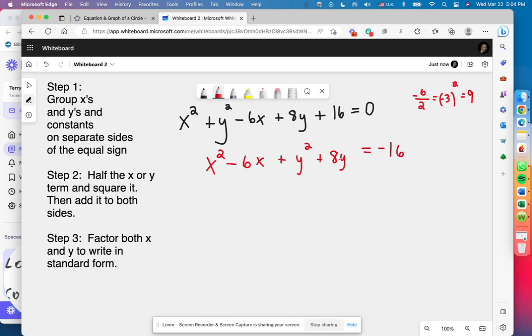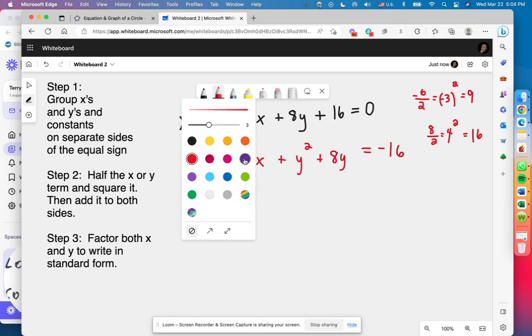Okay, let's complete the square and the 8 next. So now you're going to go 8 divided by 2, which is 4. And remember, you can always pause if it's going too fast. Square it. 4 squared is 16. You're going to be adding this to both sides of the equation. Let's change the color just because I want to. All right.